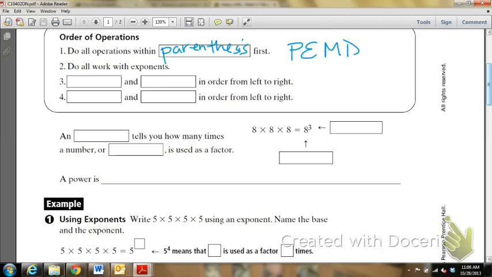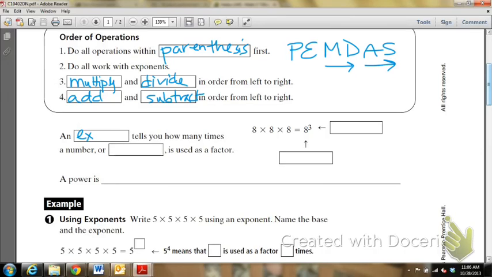Then you multiply and divide from left to right. And then you add and subtract from left to right. You don't have to do all the addition before the subtraction. You don't have to do the multiplication before the division. You just have to work from left to right.